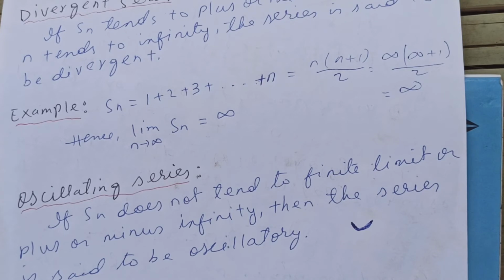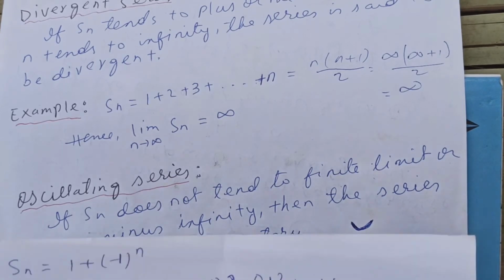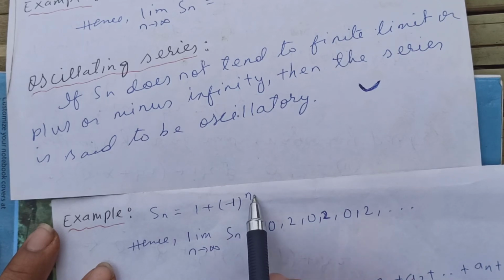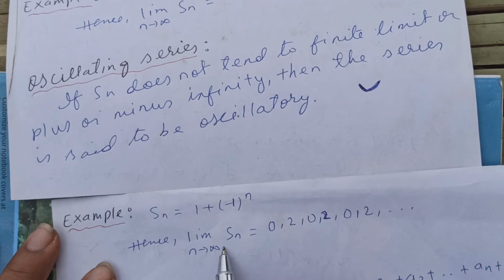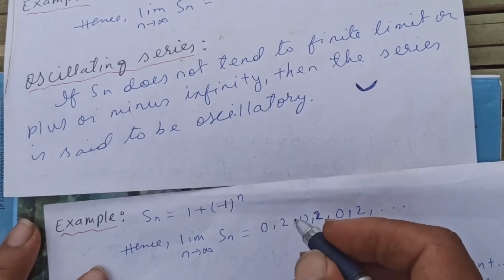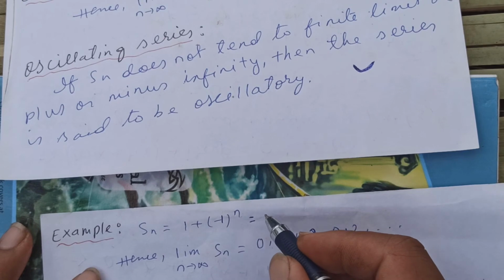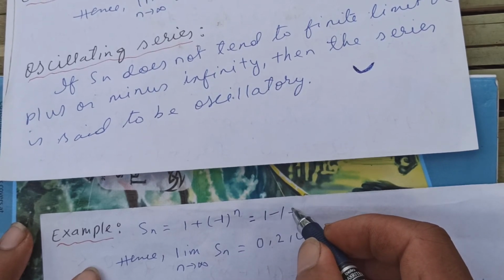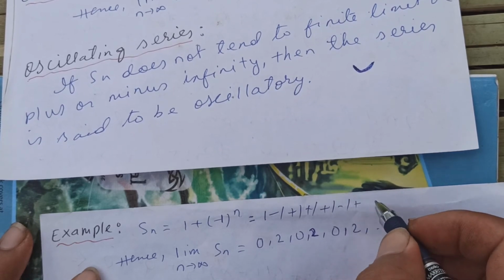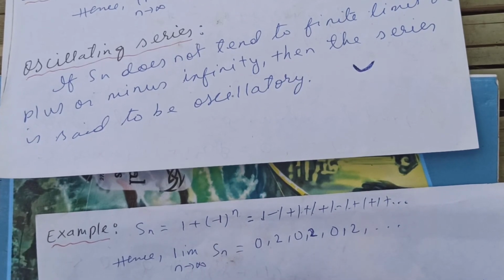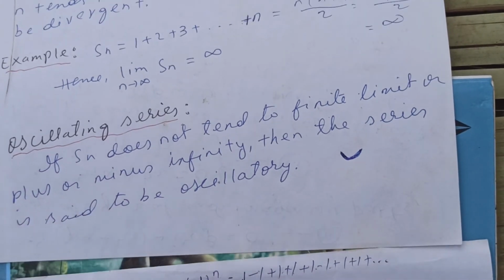Let me give you one example. Let Sn equal 1 plus negative 1 to the n. As n approaches infinity, this series will oscillate between 0 and 2: 0, 2, 0, 2, 0, 2. If you put in the values, you get 1 minus 1, plus 1 plus 1, plus 1 minus 1, plus 1 plus 1, and so on. So this is 0, this is 2, this is 0, this is 2. Therefore this type of series oscillates between 0 and 2, and this is what we call an oscillating series.